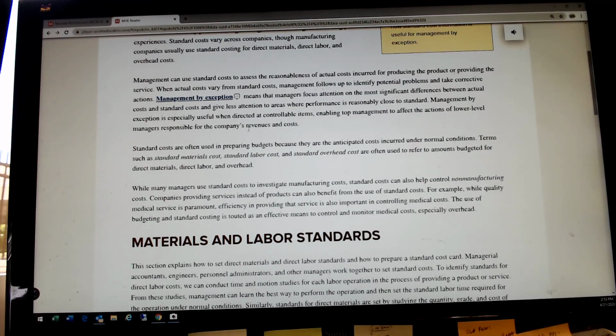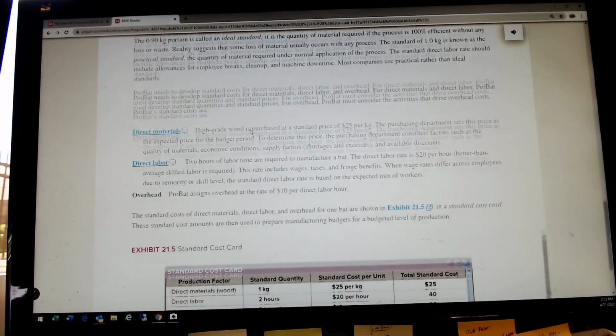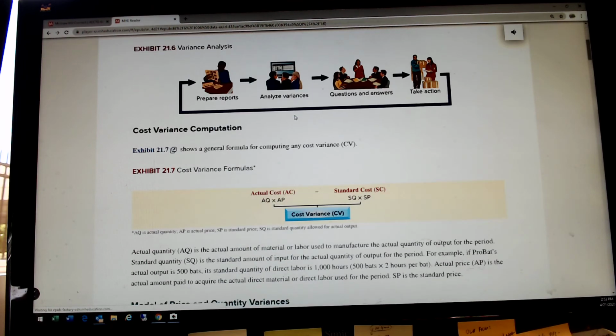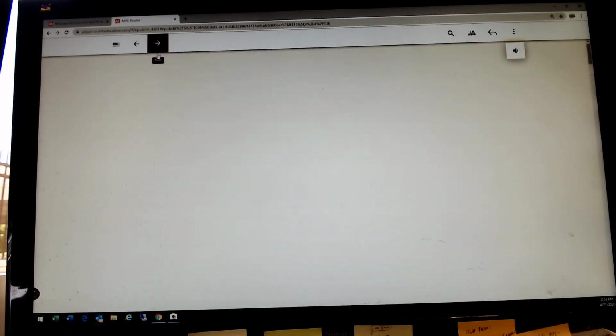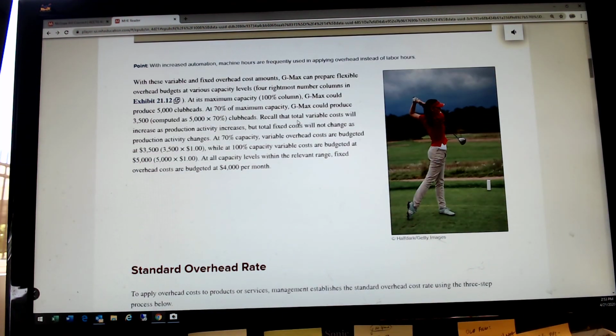And so get familiar with this, and in the next day or two, we're going to go through this, and we are going to discuss the variances, how to compute the variances, and hopefully I'll be able to show you an easier way to compute this than what's in the book.